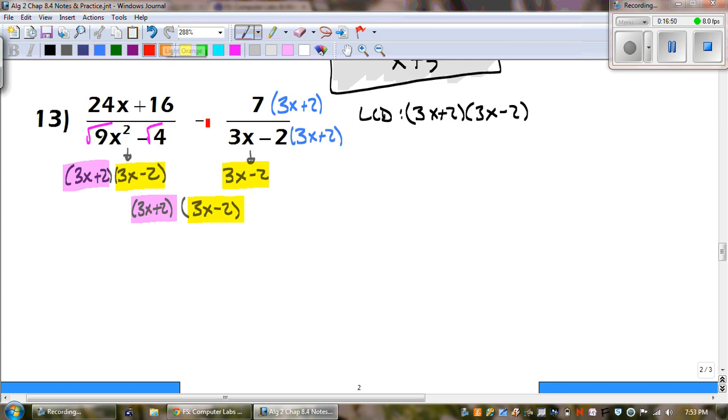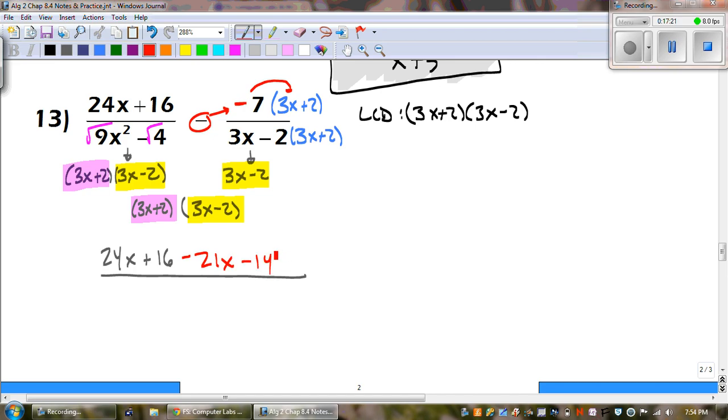Okay. And what type of 7 is that? It's a negative 7. So here we go. We're going to combine these together. We have 24x plus 16. And that turns into minus 21x minus 14. Okay, and the bottom is the GCF.